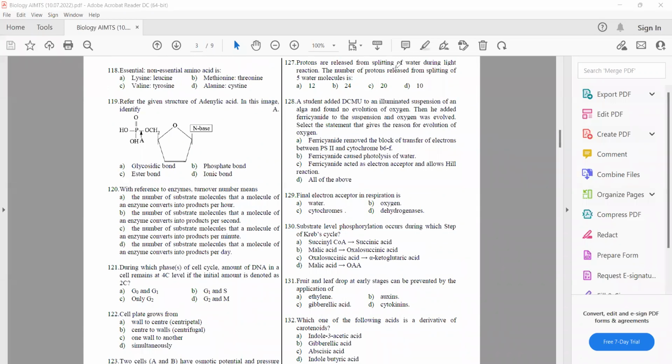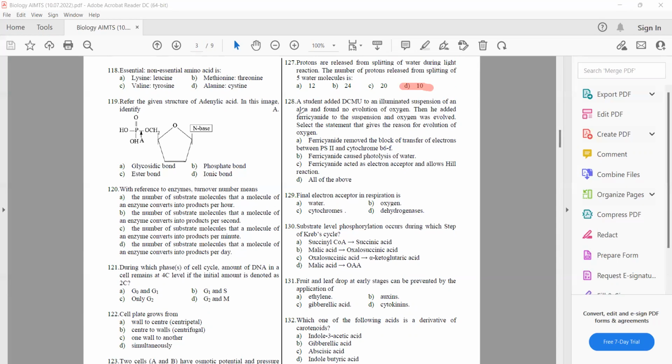127. Protons are released from splitting of water during light reaction. The number of protons released from splitting of 5 water molecules. When we talk about the water splitting process, from 1 water molecule we'll get 2 protons, right? So if the water molecules are 5, 5 into 2, we'll get 10. So 5 molecules of water produce 10 protons.